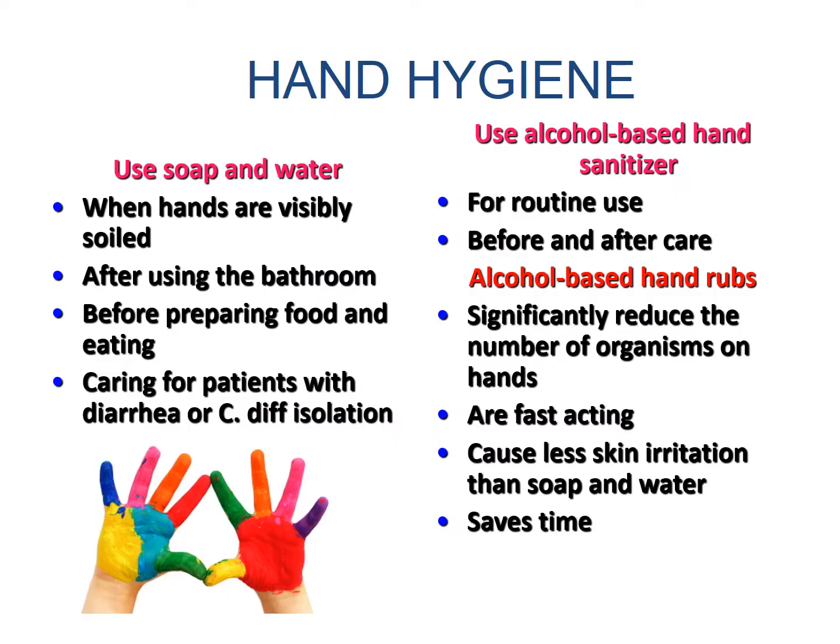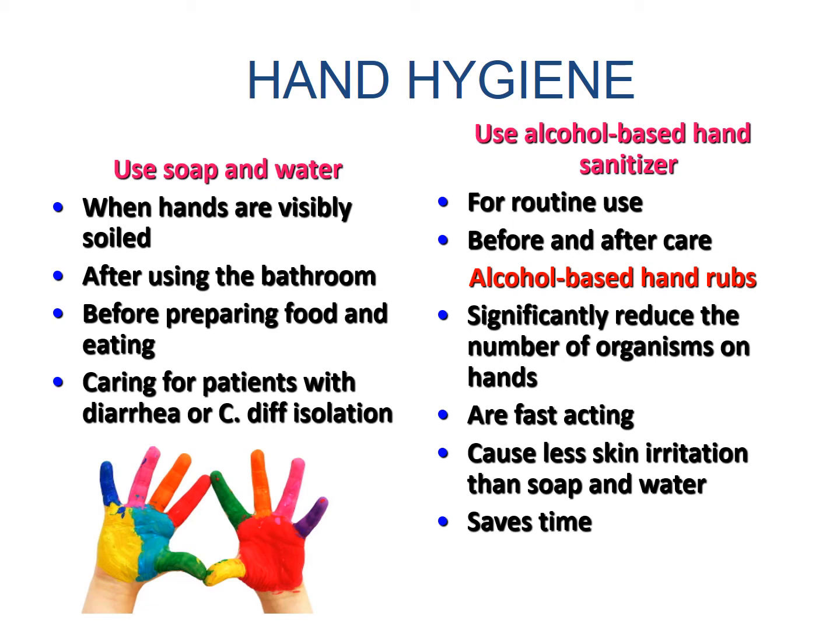Hand hygiene by using soap and water or alcohol-based hand sanitizer remains the single most important means to prevent the spread of infection. Alcohol hand sanitizer should be used for routine hand hygiene because they reduce the number of germs on your hands, are fast-acting so they save time, and can actually cause less skin irritation than soap and water.